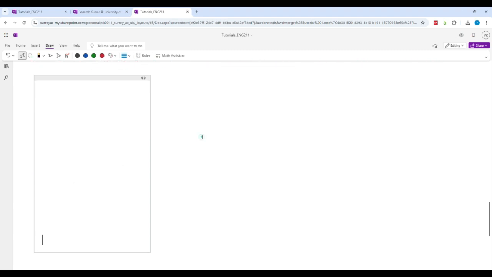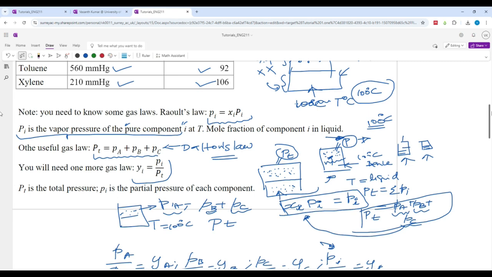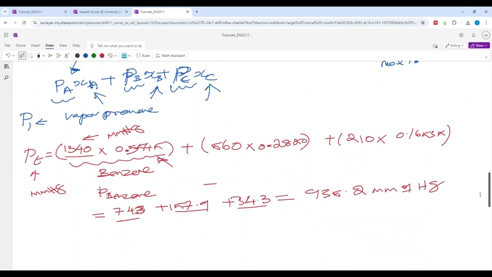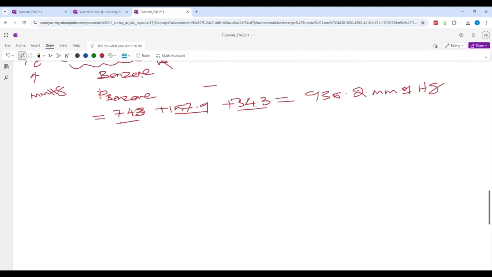Now we also need to calculate, if you read the question, I also ask you to calculate the molar percentage composition of the liquid and vapor. Liquid we already calculated. Vapor we have to calculate. If you remember Dalton's law, the other version, I said mole fraction of component i is equal to partial pressure of component i divided by the total pressure.